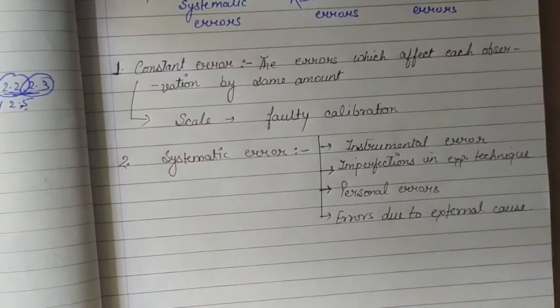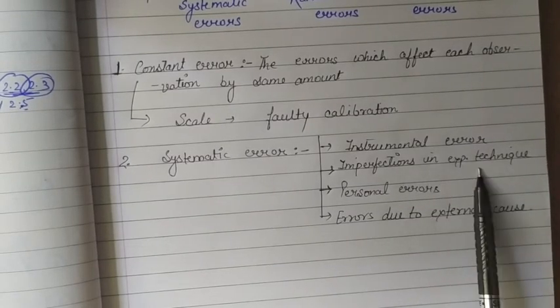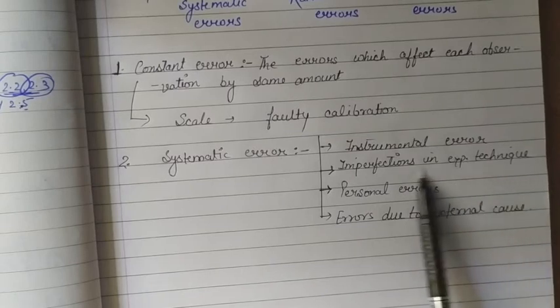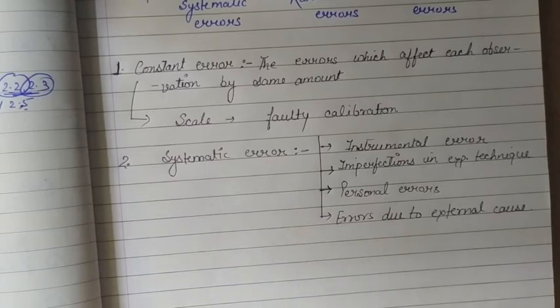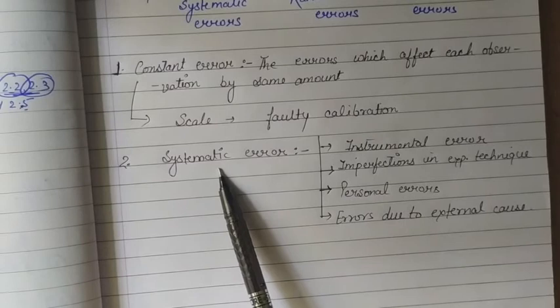Means we don't have a proper arrangement to perform that experiment, there are some limitations, then the errors we get will be the imperfections in experimental technique. Then such errors also come under the category of systematic error, because हमारे experimental setup के system में कुछ problem है, so that's why we call it as systematic error.